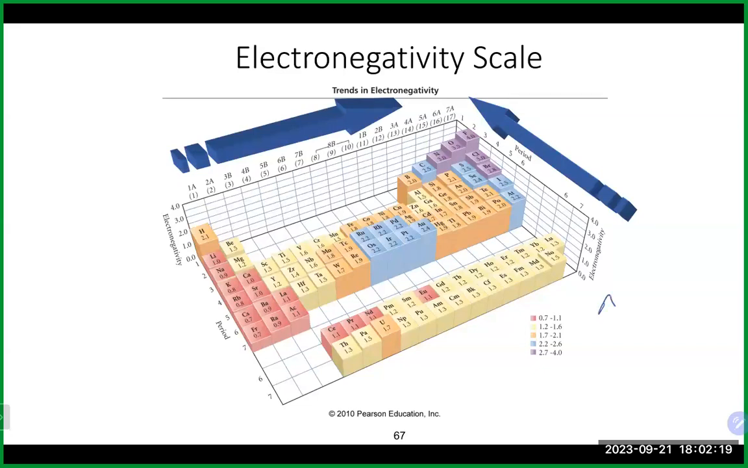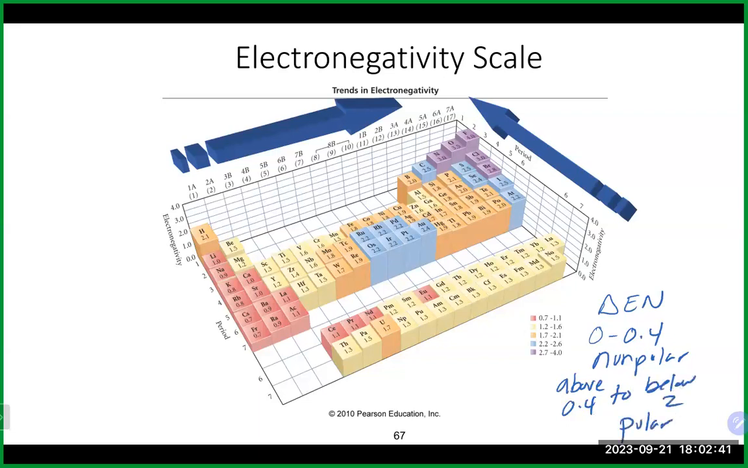you can look at the change in electronegativity. And if it's anywhere from 0 to 0.4, that's considered a nonpolar bond, which is a covalent bond, and considered equal sharing of electrons. If you got anything above 0.4 to below 2, that is some type of polar covalent bond, which means you have unequal sharing of electrons.